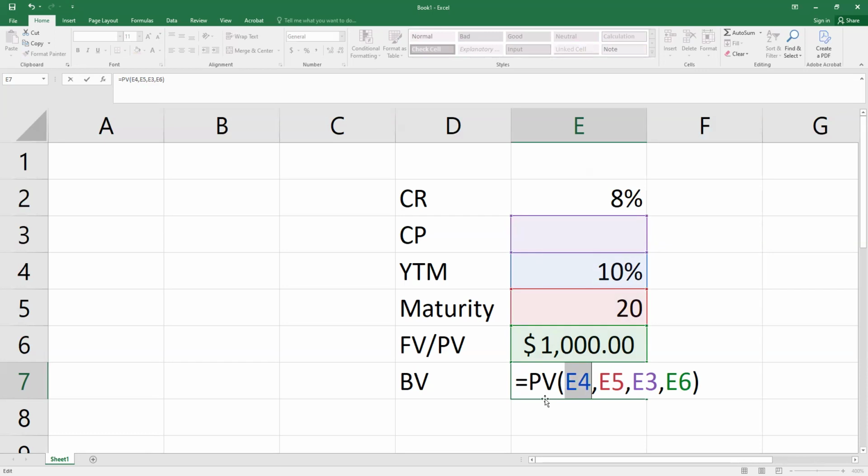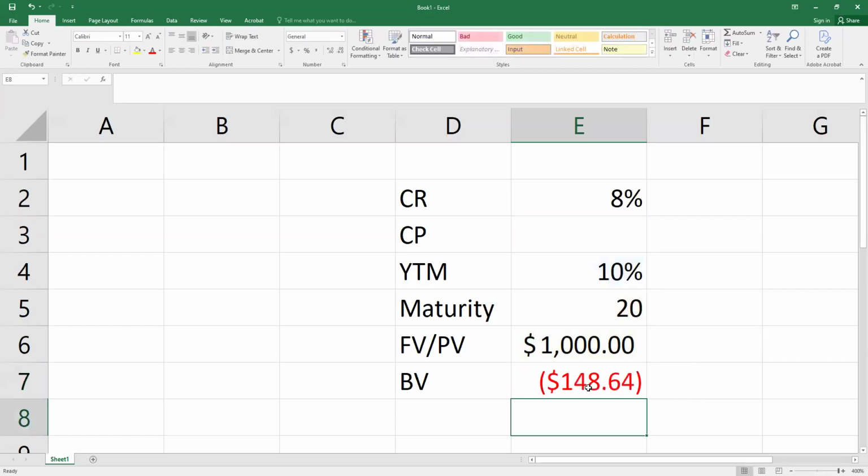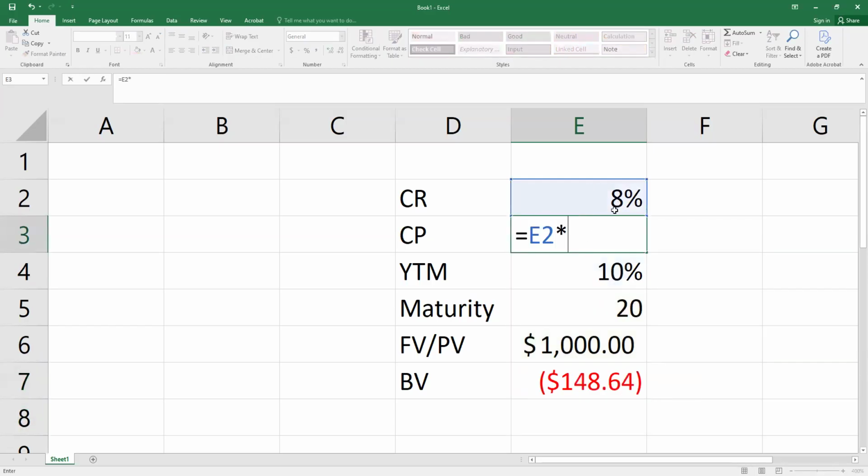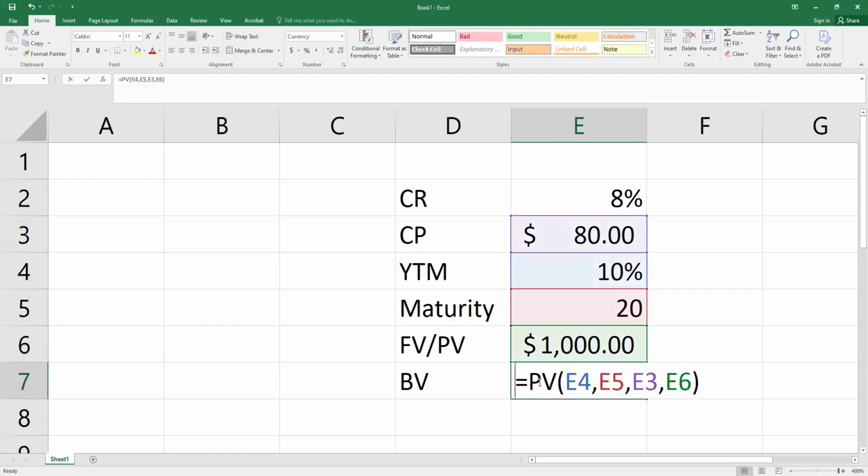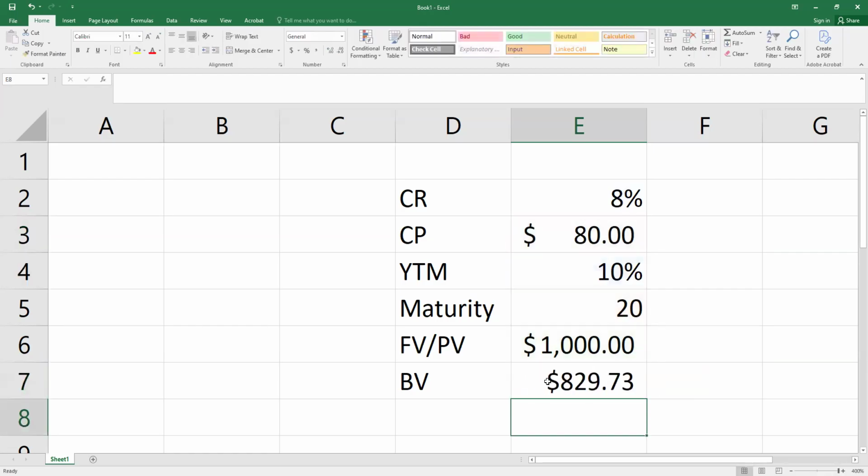Rate, number of periods, coupon payment. Here, this one, which I will calculate now. And future value or face value. So my coupon payment is basically what? 8% of $1,000. Okay. And I put the negative sign before the present value here. So the bond value is $829.